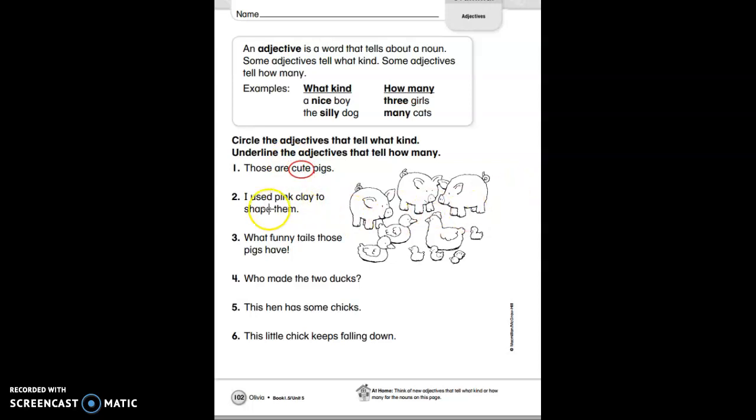Number 2. I used pink clay to shape them. Our noun is clay because it's a thing. How is it described? It's pink. Is that how many or what kind? What kind? Let's circle it.